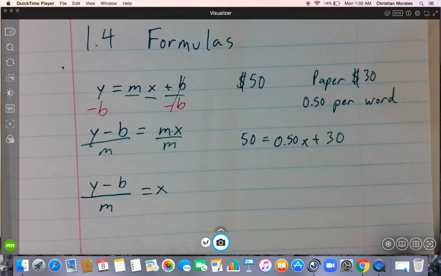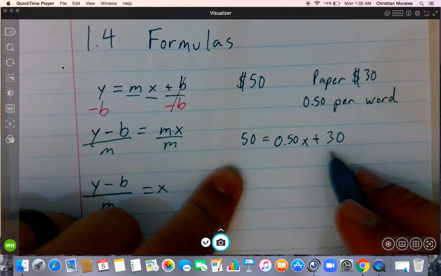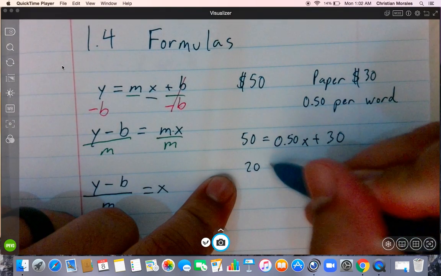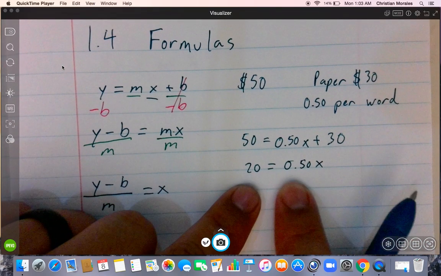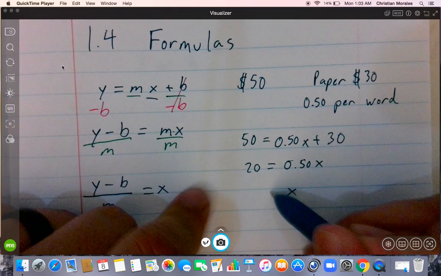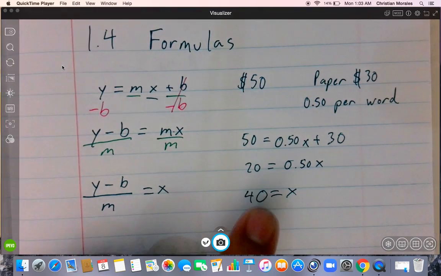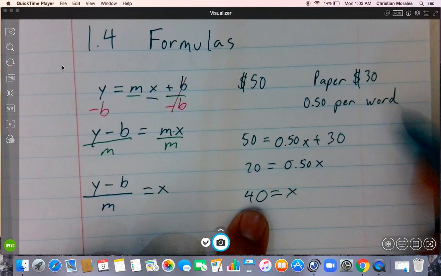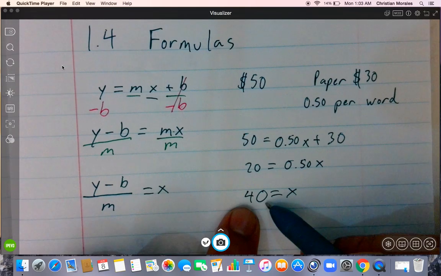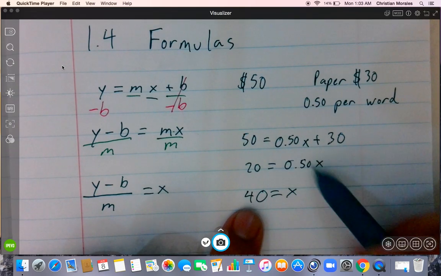All right, so how would you solve this? Well, if you move things around, like if you move the 30, you get 20, right? And then if you divide the 50 by both sides, you would actually get 40. Well, what does the 40 represent here? Well, 40 isn't money. 40 is x. And x in this case represented the words. So the sign or the poster had 40 words, and that's why it cost you 50 bucks.